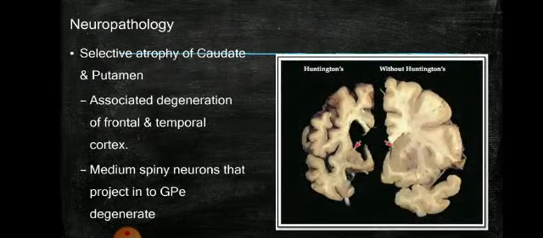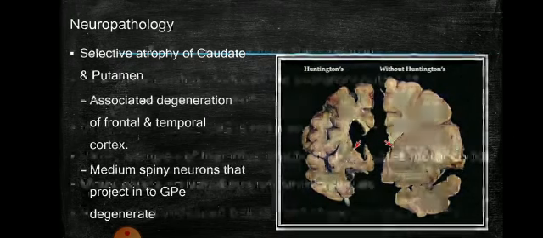So now this is the neuropathology. There is selective atrophy of the caudate and the putamen. That means the striatum is getting damaged here. Can you see the Huntington's? The first figure shows the brain of a patient suffering from Huntington disease, where there's atrophy of the caudate and the putamen, or the striatum, and you can see a normal person's caudate and putamen in section. Now it's associated with degeneration of the frontal and the temporal cortex. The medium spiny neurons that project into the globus pallidus externus are degenerating in Huntington's disorder.